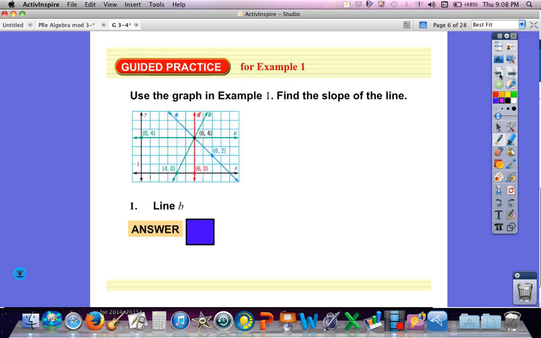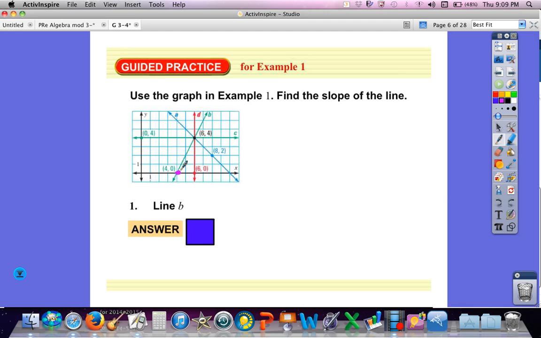So now we're going to have a guided practice. You can try it. They've said find the slope of the line. Use the graph and find the slope of the line. But I do not think they are telling me which line they want me to find the slope of. Am I missing something? That's A, B, that's C, that's D. Oh, I am missing something. It's right there. They want me to find the slope of line B. Wow, it's been a long day.